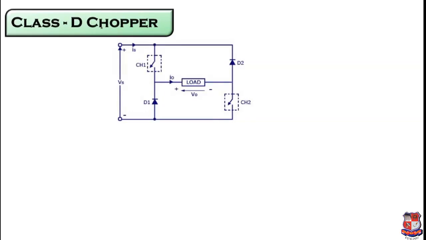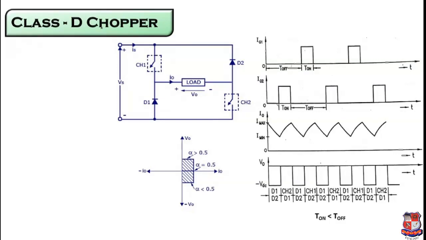Let us study the next chopper, that is the class D chopper. In the class D chopper the configuration looks in this way, and there will again be two quadrant operation, but here quadrant 1 and quadrant 4 operation is suitable. There will be two modes, one in which turn on time is less than turn off time, and another in which turn on time is greater than turn off time.